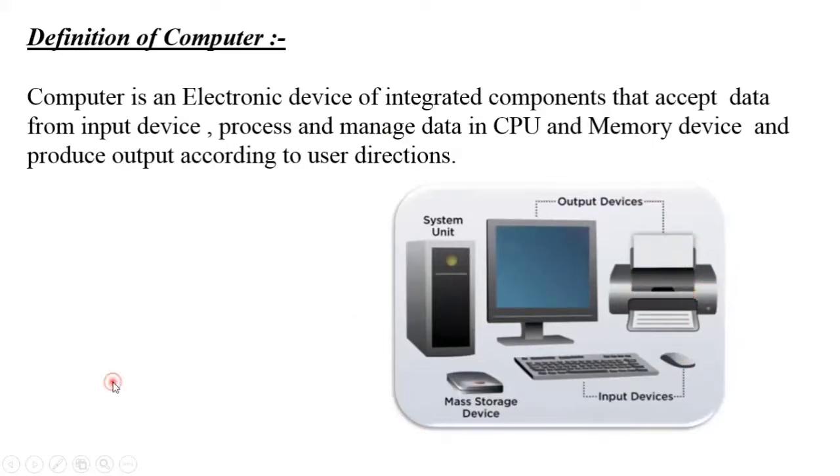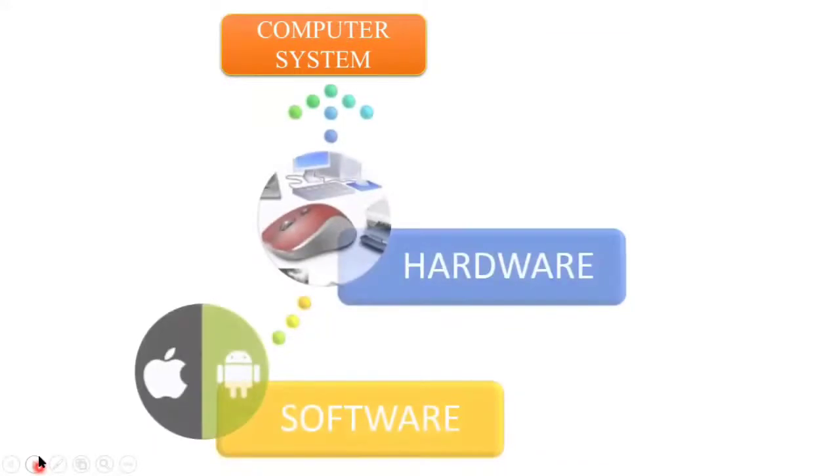Fine. Now next thing, computer system. Now we have understood the computer. Now what is computer system? So computer system is a combination of hardware and software. Now what is hardware and what is software? Let's understand. In previous slide, you see the CPU, keyboard, monitor, printer, mass storage or memory device. These all are hardware. These require some instructions to run itself.